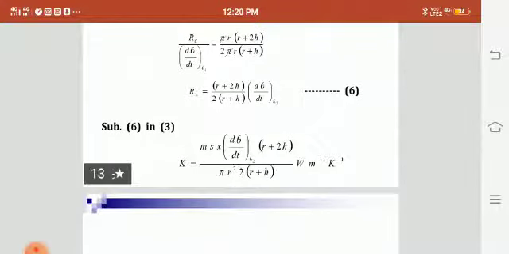This is the given expression to find the thermal conductivity of a bad conductor by using Lee's disc method. So we have discussed the Lee's disc method, the experimental method and the derivation part. Thank you.